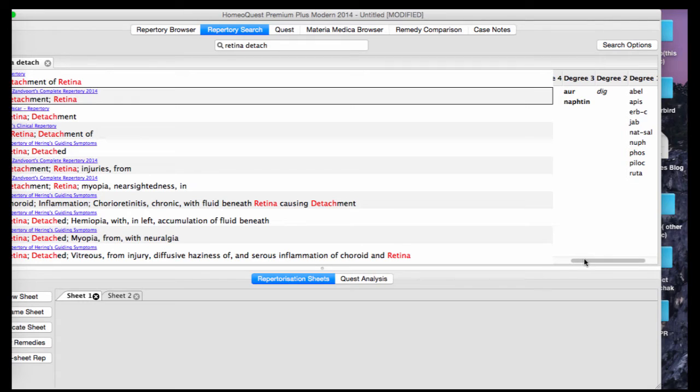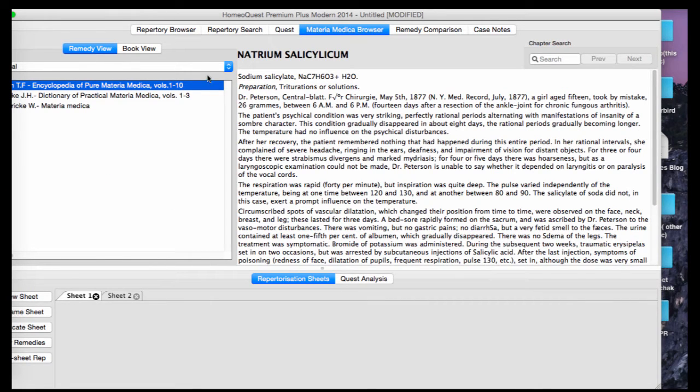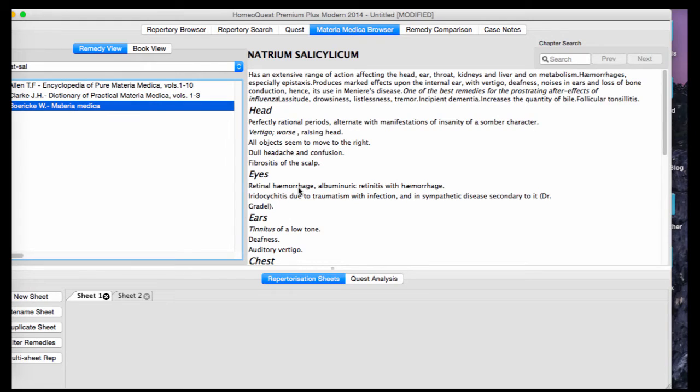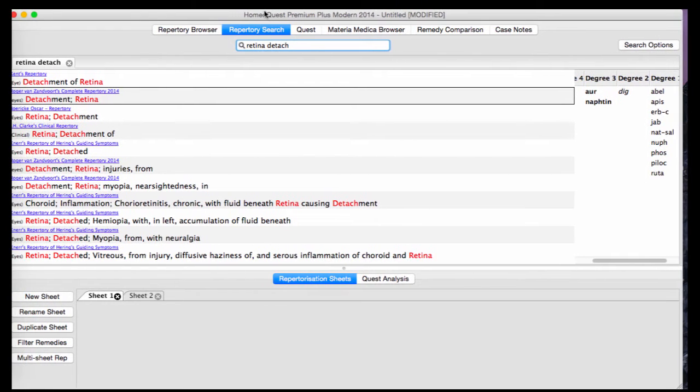But then you'll also find some new interesting remedies. So say, for example, this is lanthanides. That's what you found here, Erbium carbonicum. This new remedy would not have existed in the older ones. But then you also find something like natrum salicylicum. Again, this is a remedy that would have come from one of the cured cases. And if you go and check into Boericke, you have retinal hemorrhage, albuminuric retinitis with hemorrhage.